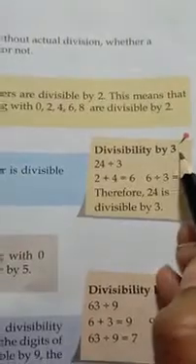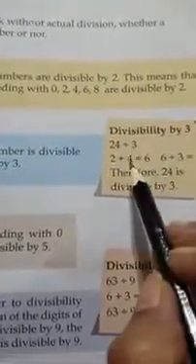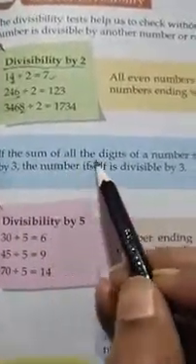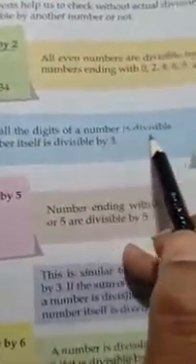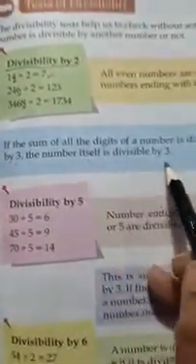What is the next rule? That is divisibility by 3. How to find that a number is divisible by 3 or not? See here. If the sum of all the digits of a number is divisible by 3, the number itself is divisible by 3. See how?